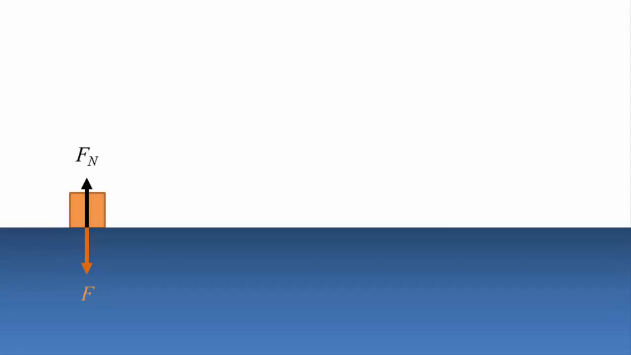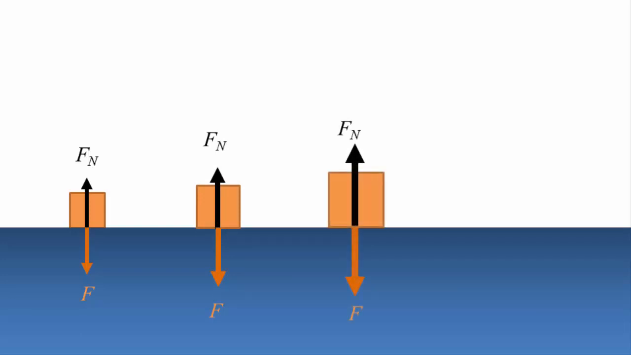As the normal force is a reactionary force, it acts to balance out any applied force on the surface. So for a small mass sitting on a horizontal surface, the normal force will be equal to the gravitational force on that mass. As the mass gets larger, so too does the gravitational force acting on it, and therefore the normal force is increased proportionally.